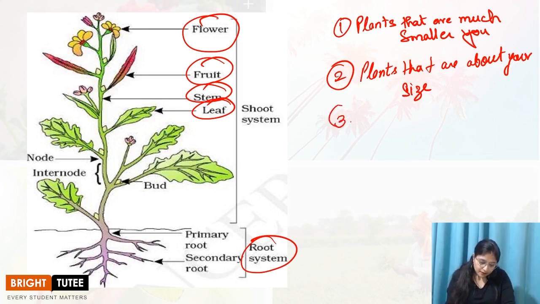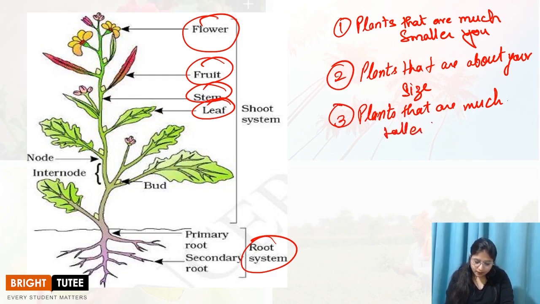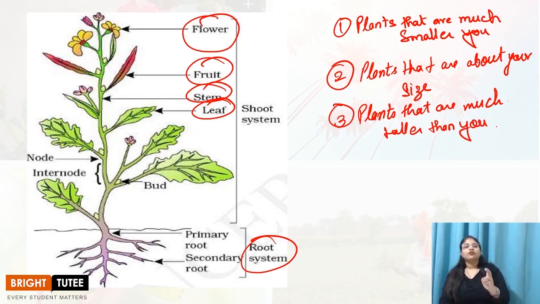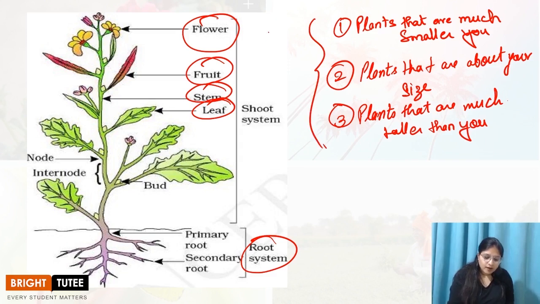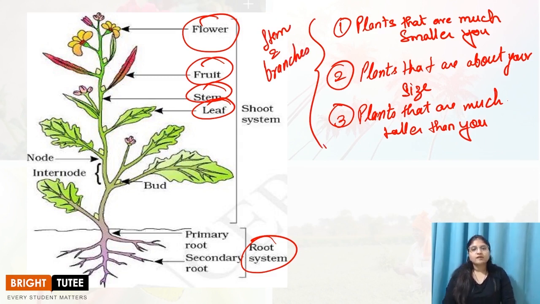And the third type is the plants that are much taller than you, right? So all these three categories you're going to study. What you're going to study in these three is the stem and the branches, right? You will see what kind of characteristics the stem bears.